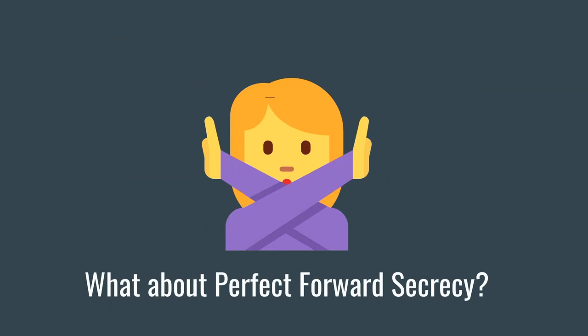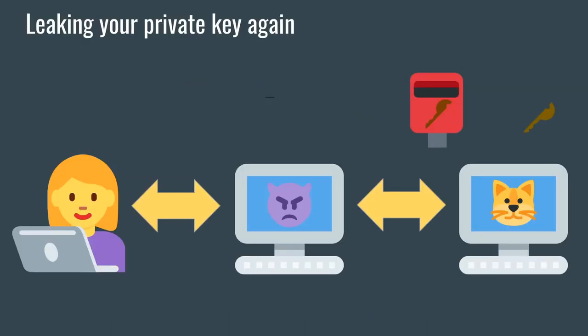So what does this mean? To explain perfect forward secrecy, we're going to review what happens when you leak your private key. So recall that, let's say an attacker gets access to the server, they grab the private key. When a client then encrypts the symmetric key using the server's public key, an attacker can intercept that. They can decrypt that symmetric key using the server's private key. And when a user sends a message that's been encrypted with the symmetric key, the attacker can intercept that, decrypt it with the symmetric key, and read the user's messages.